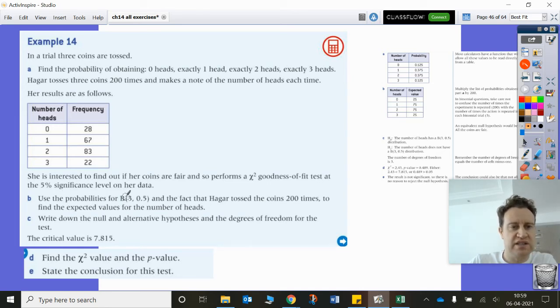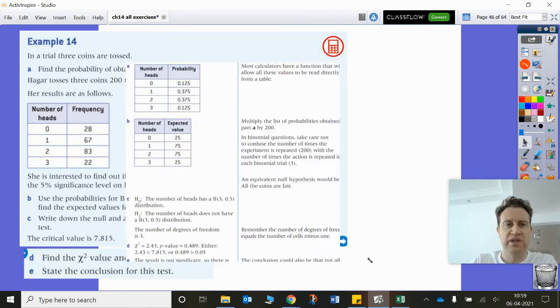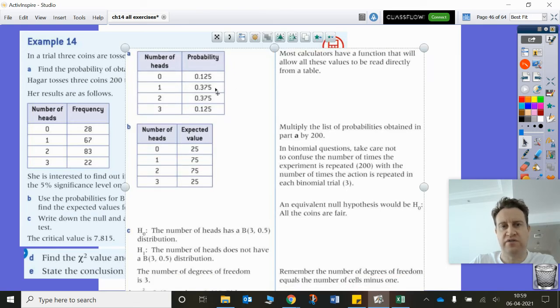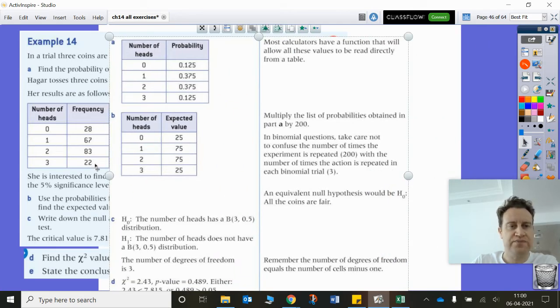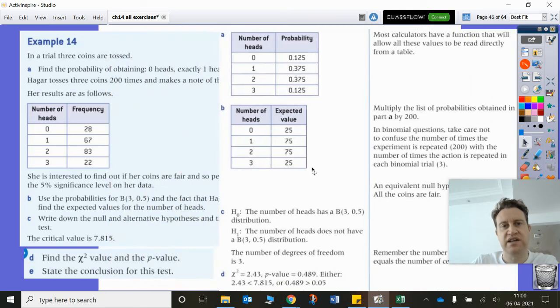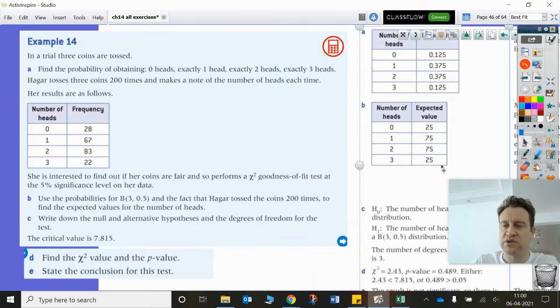So use the probabilities. There we go. Binomial 3, 0.5, and the fact that Hagar tosses the coins 200 times to find the expected values of the number of heads. So super simple. We then multiply our probabilities: an eighth, 3 eighths, 3 eighths, and 1 eighth by 200, to get an eighth of 200, which is 25, and so on. So now we can put in these observed values, the frequencies, against the expected values into our calculator. There are no values there under 5, so the expected values are all above 5. So that's good for us to go ahead with the goodness of fit test.